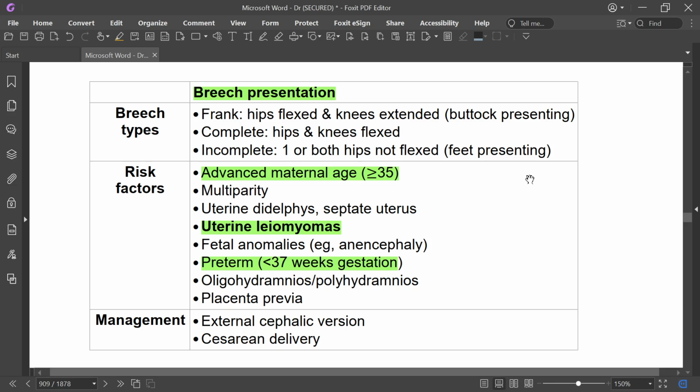Management is ECV, that means external cephalic version, and cesarean delivery. External cephalic version and cesarean delivery. These are the things about breech.